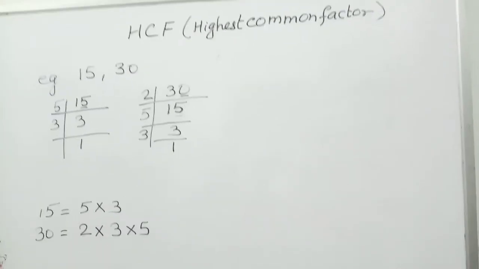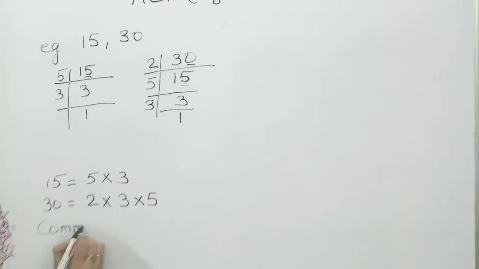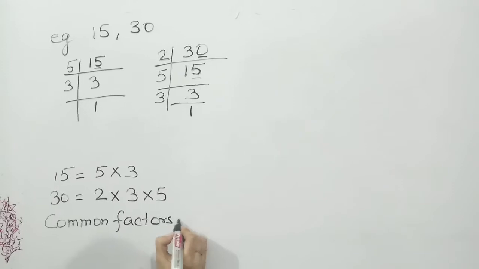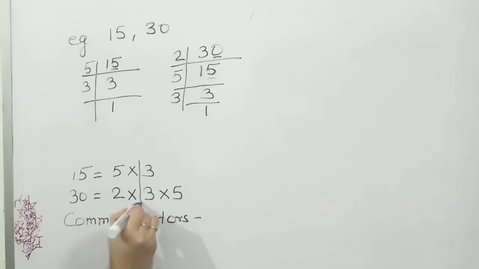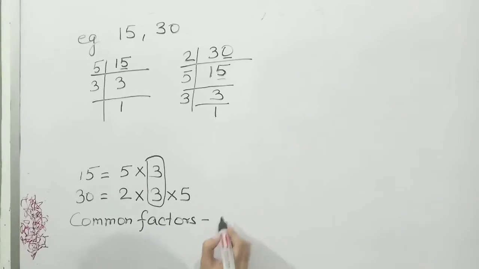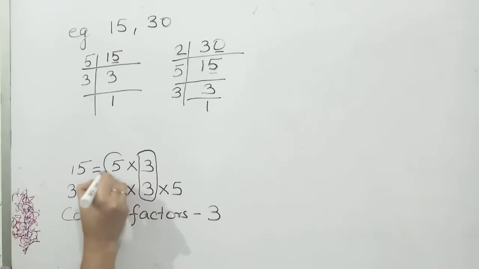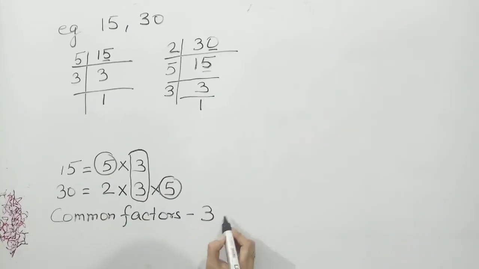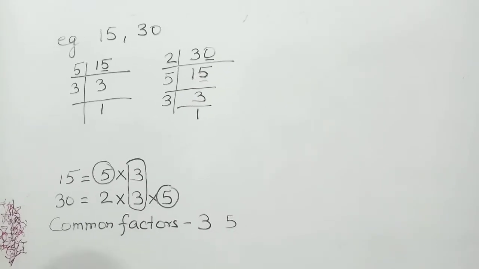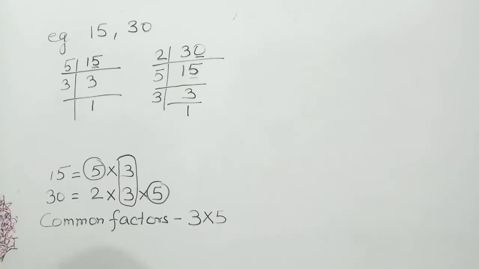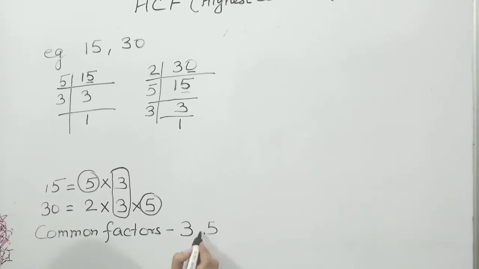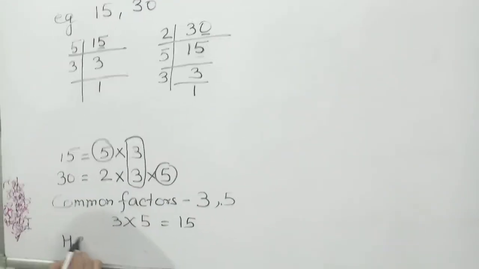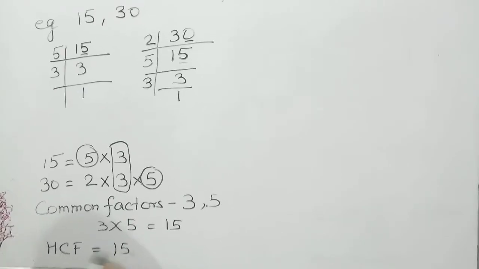Then we will find out the common factors. In both of these numbers, this number is common, 3. So the common factor is 3. And this 5 and this 5 is also common in these numbers. So we will take 5 also. And the multiplication of 3 and 5 will be 15. So finally the HCF of these numbers will be 15.